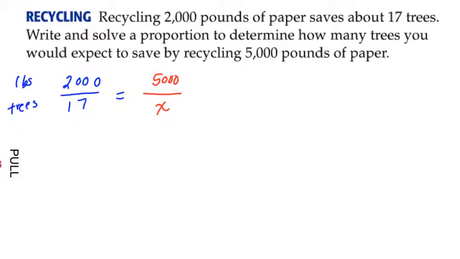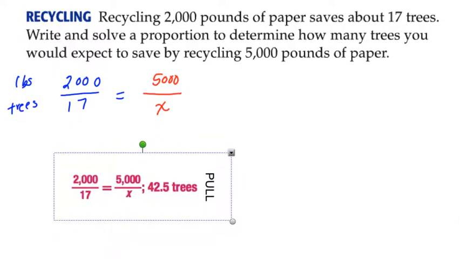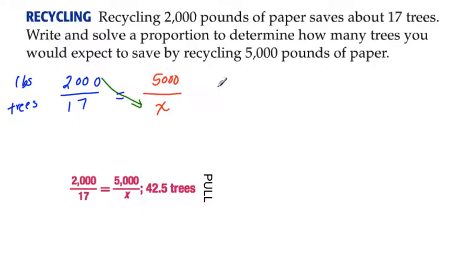So over here we have 2,000 equals 5,000. 2,000 over 17 is 5,000 over x. When we cross multiply, I thought I might have the work in here, but I guess I don't. So we're going to multiply 2,000 times x. We'll get 2,000x is equal to 5,000 times 17.